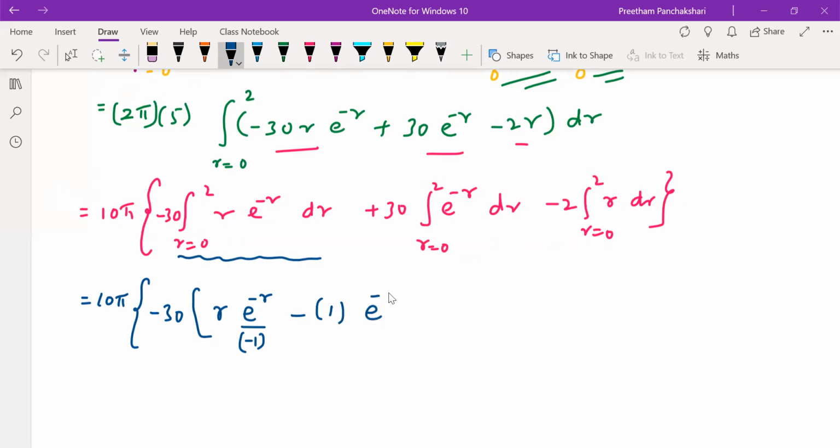Then integration of e power minus r is divided by minus 1, which is already there in the previous step. Next, we change the sign, minus to plus. Differentiate 1 now. First, we differentiated r, we got 1. Now we differentiate 1, we'll get 0. So 0 into anything is 0. See, this completes the integration, that is r into e power minus r, limits 0 to 2.